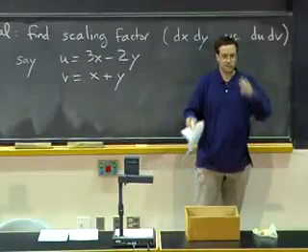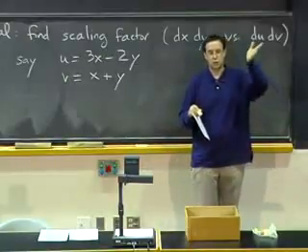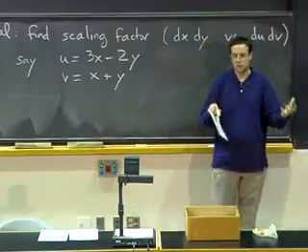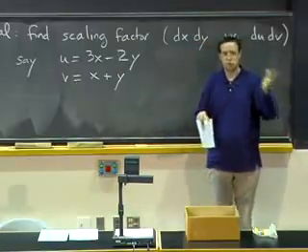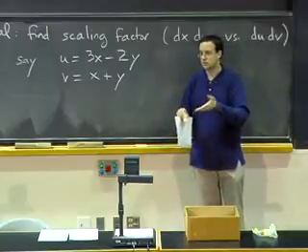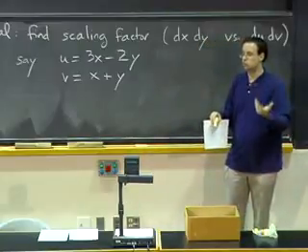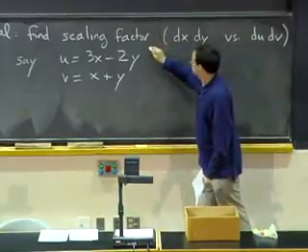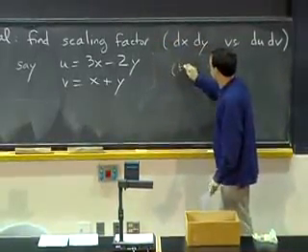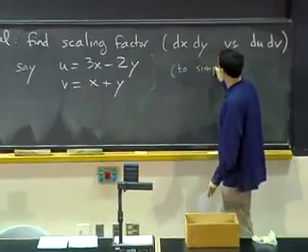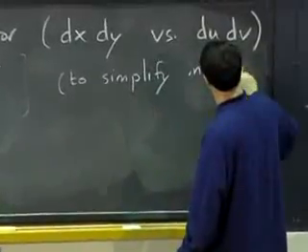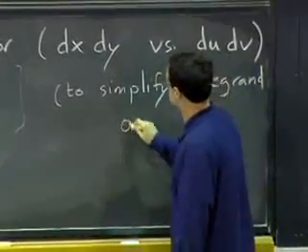Or it might be to simplify the bounds, because maybe we're integrating over a region whose equation in xy coordinates is very hard to write down, but it becomes much easier in terms of u and v. And then the bounds will be much easier to set up with u and v. Anyway, whatever the reason might be, typically it would be to simplify the integrand or the bounds.